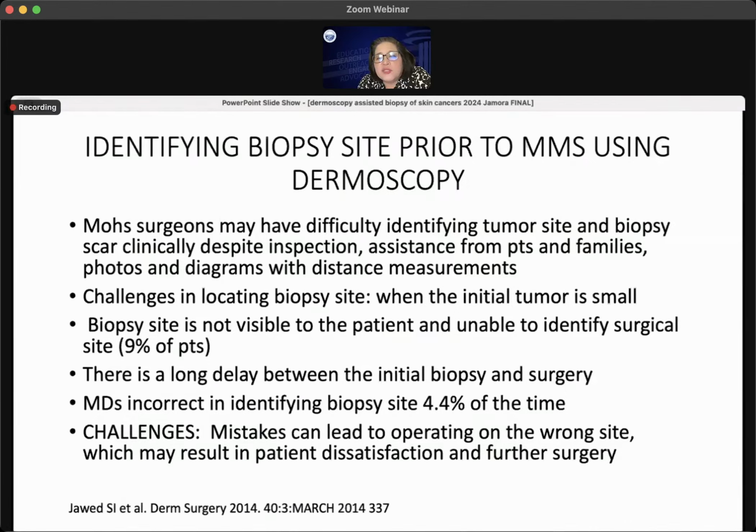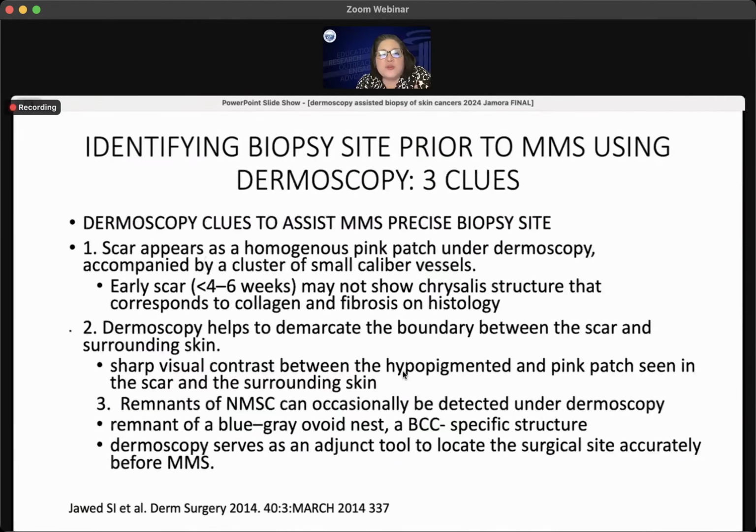And this can be because the initial tumor was small and completely removed. The biopsy site is no longer visible to the patient and they're unable to identify the surgical site. There's a long delay, like months, between the initial biopsy and the final definitive surgery. And doctors can make mistakes in identifying the biopsy site about 4.4% of the time. So these mistakes can lead to wrong site operations, patient dissatisfaction, and further surgery.